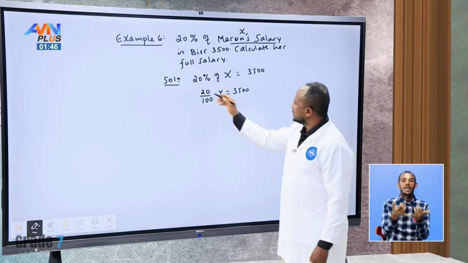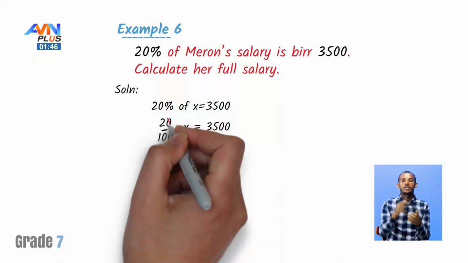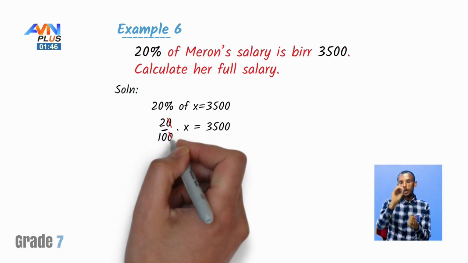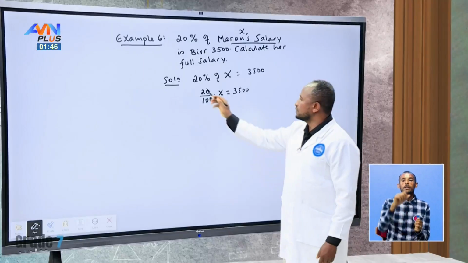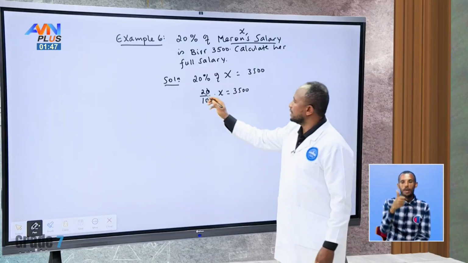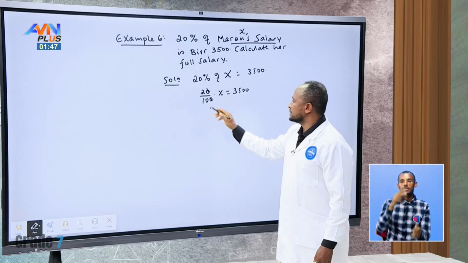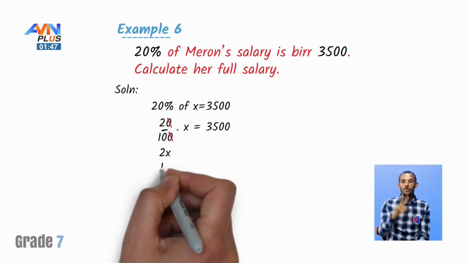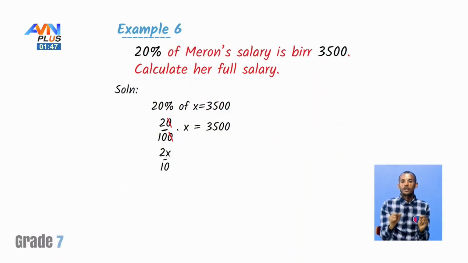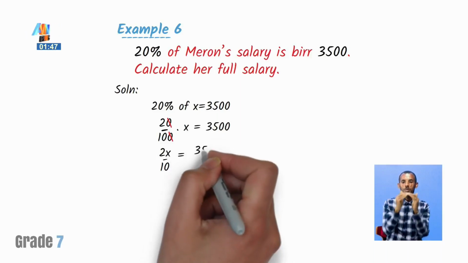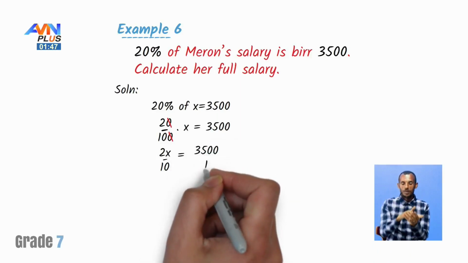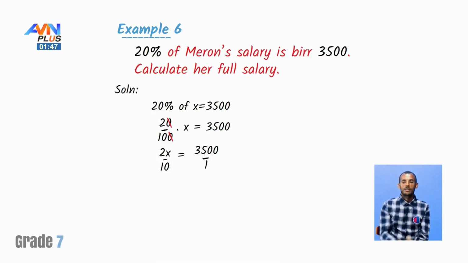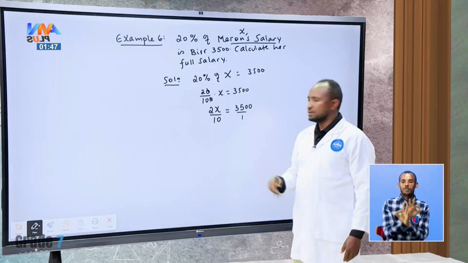Now, let's simplify this. You can cancel zeros or divide both by 10 and you have 2 over 10. So here, 2 times x gives us 2x over 10 is equal to 3,500. So to find x, just apply cross multiplication.